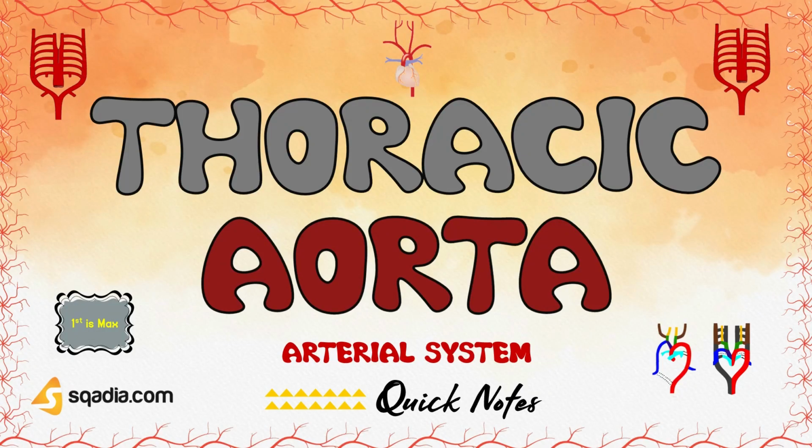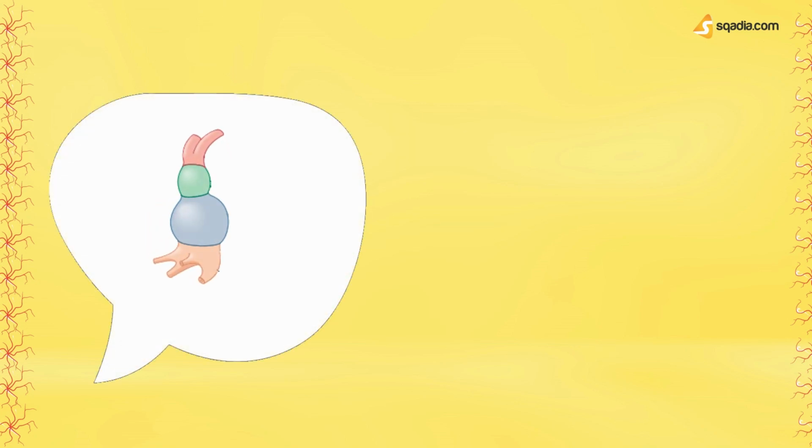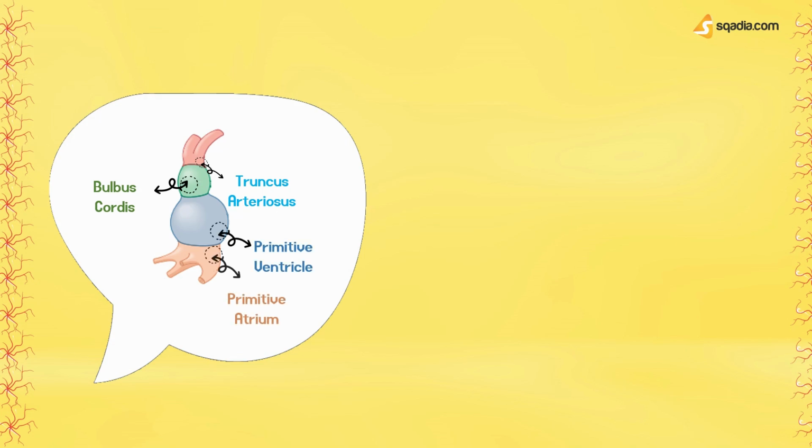In this video we will talk about the thoracic aorta of the embryo. This is heart tube. This is truncus arteriosus. This is bulbus cordis. This is primitive ventricle. This is primitive atrium. This is sinus venosus. But we are going to focus on this aortic sac.